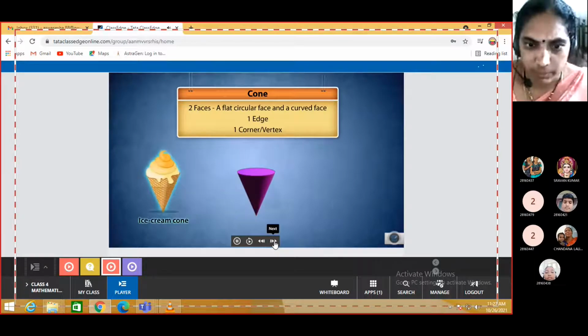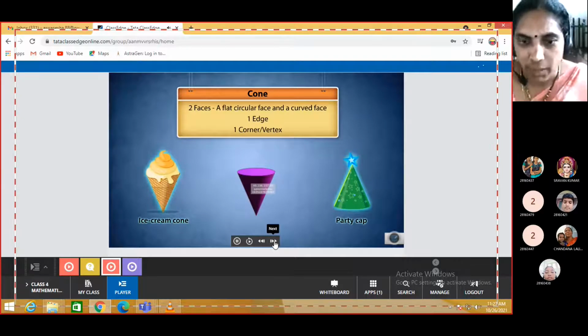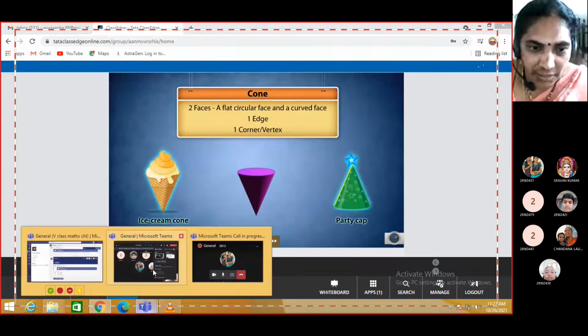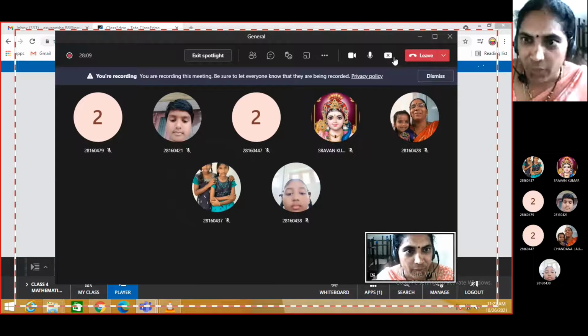Besides ice cream cones, the party caps that we wear on birthdays are also cone shaped. Yes, in a cone, we have two faces, one flat circular face and a curved face, one edge and one corner. Ice cream cone and party caps are the examples for this cone shape. Now let us move on with the next shape.